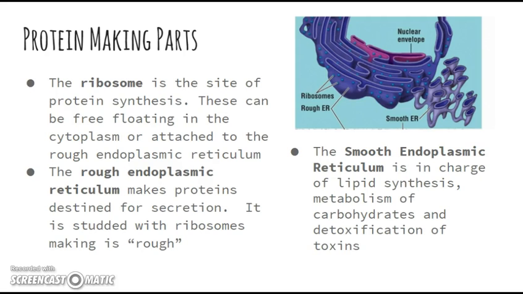The rough endoplasmic reticulum, the one that has the ribosomes attached, makes proteins destined for secretion. It is studded with the ribosomes, making it rough. The smooth endoplasmic reticulum, the one without the ribosomes, is in charge of lipid synthesis, metabolism of carbohydrates, and detoxification of any toxins or poisons.